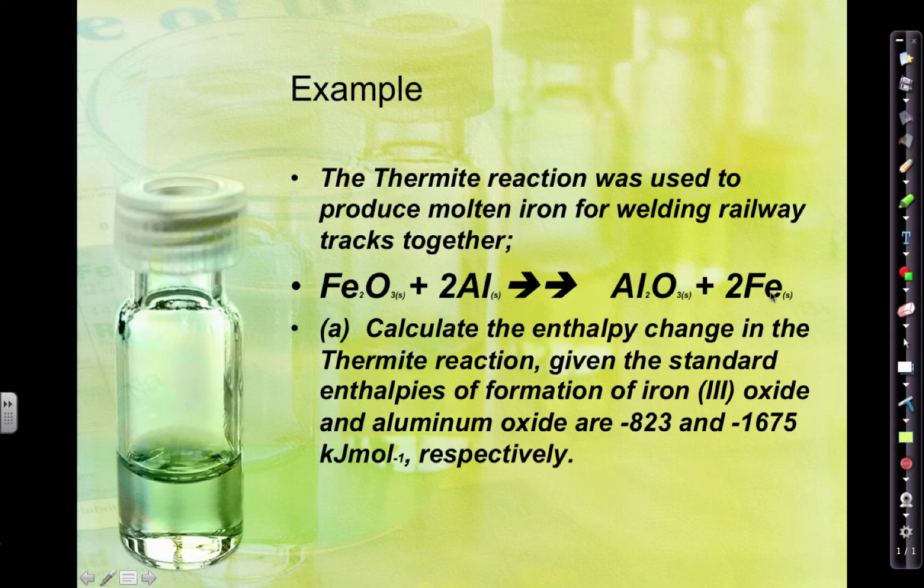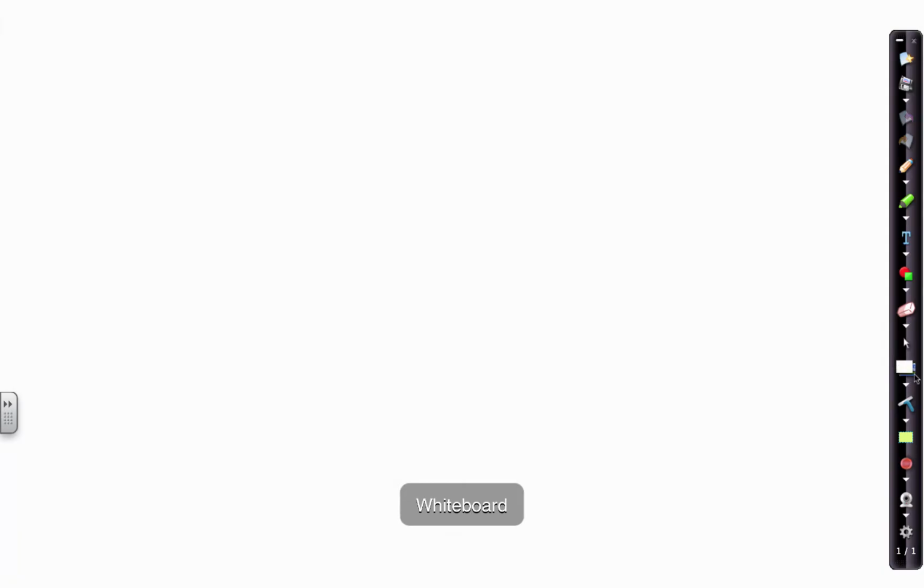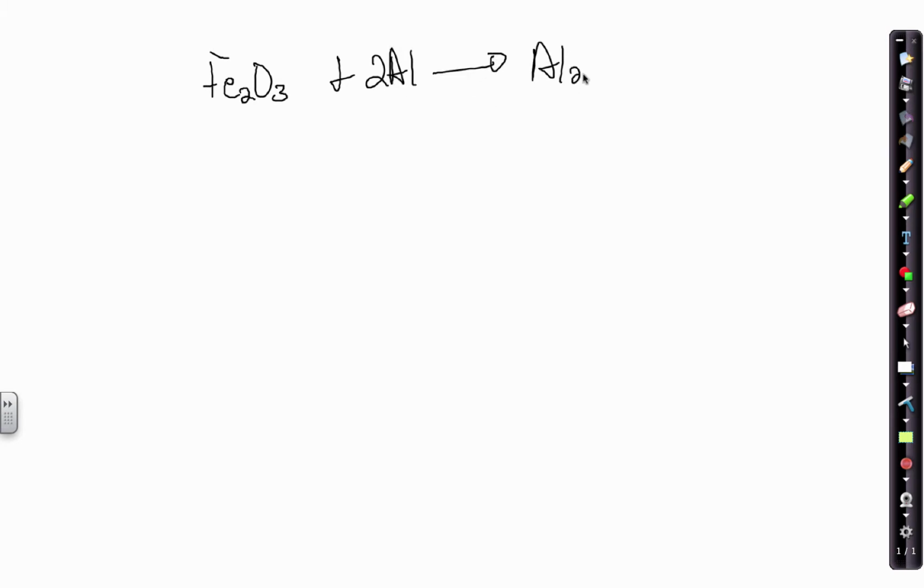All right, so if we do this, let's write out the equation again. We have iron oxide, or iron 3 oxide rather, plus aluminum produces aluminum oxide and iron, 2 irons. All right, so we were given enthalpies of formation for the iron oxide, which was -823, and the aluminum oxide, which is this.